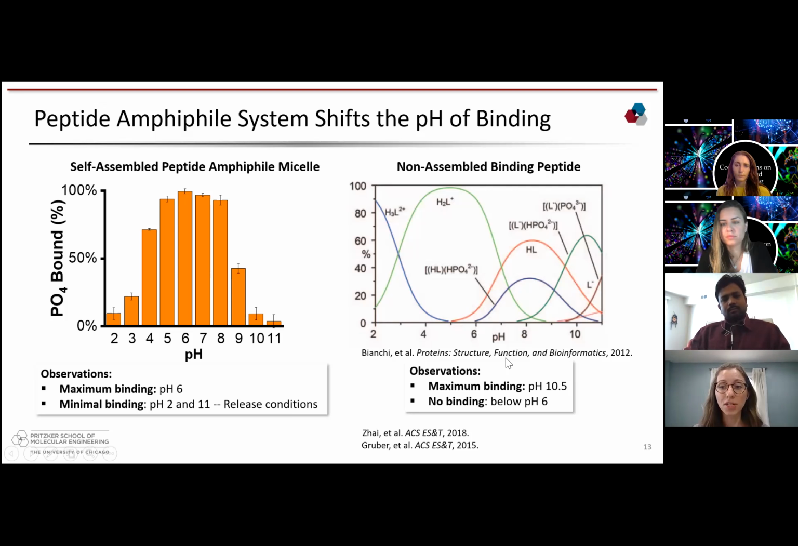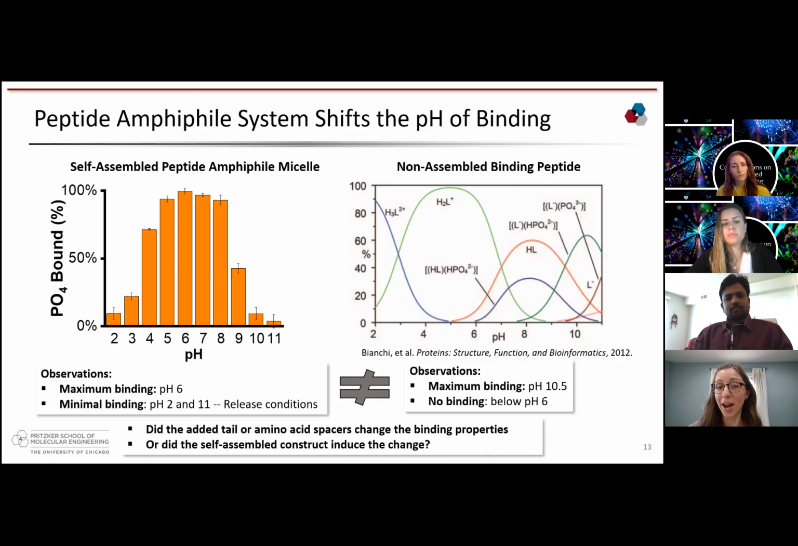And so this was from the original paper characterizing this in 2012, and then there's actually been 2 studies since then that have confirmed this result, that their maximum binding is achieved at high pH and no binding is achieved below pH 6. So our question is, why is our system noticeably different? We see maximum binding at pH 6, they see maximum binding at pH 10.5, we see no binding at pH 10.5, and they see no binding below pH 6.